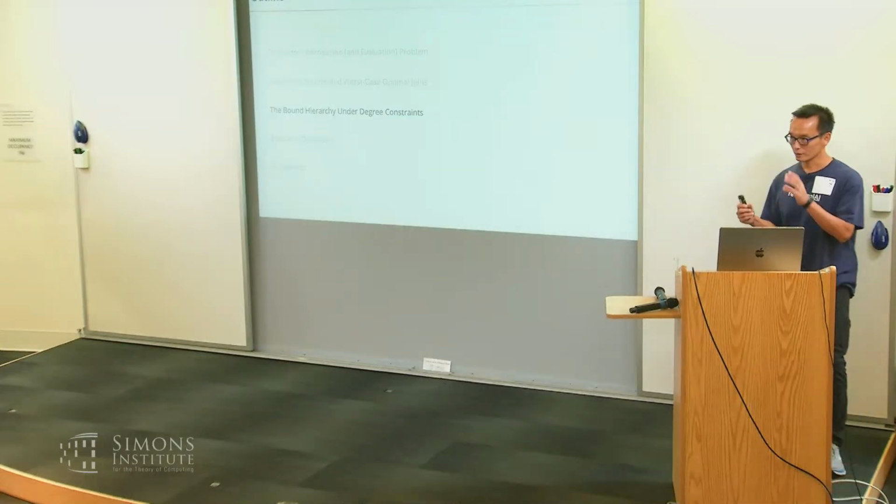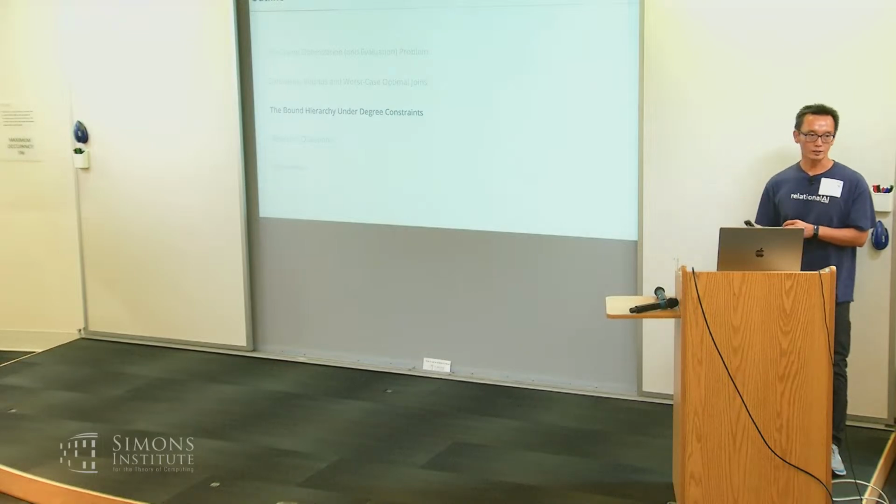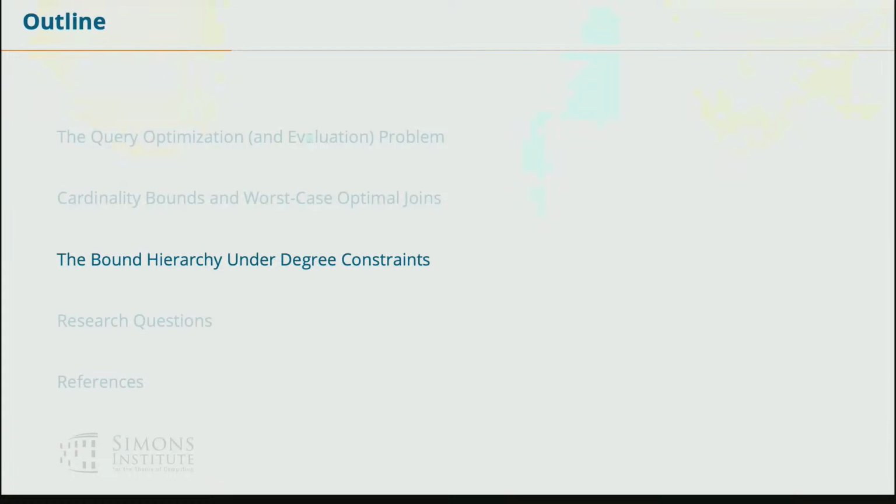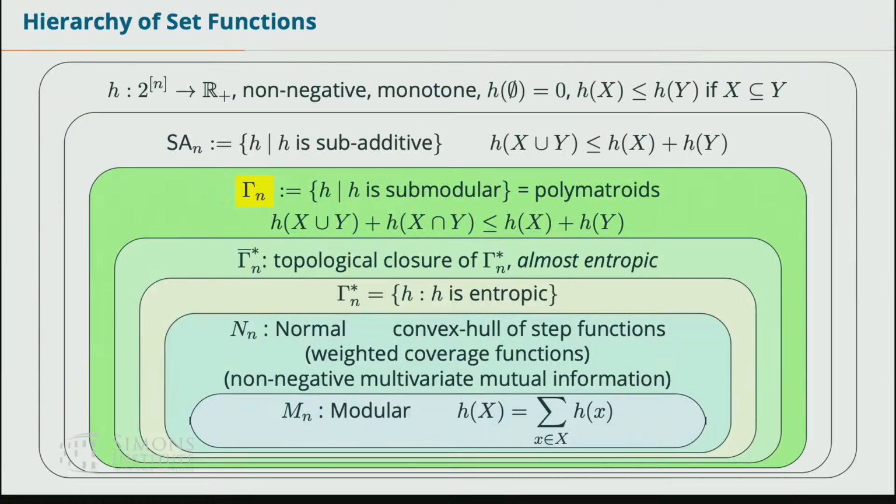Okay, so now we know the constraints, right? And let's go back to our question: what is the maximum cardinality of the output satisfying these constraints? And in order to describe one approach to answer this question, we'll look at a hierarchy of set functions. So I'm going to look into a collection of set functions on V, the set of variables in a query. And we'll look at the ones which are non-negative and monotone. So h of the empty set is 0, and then if x is a subset of y, then h of x is at most h of y.